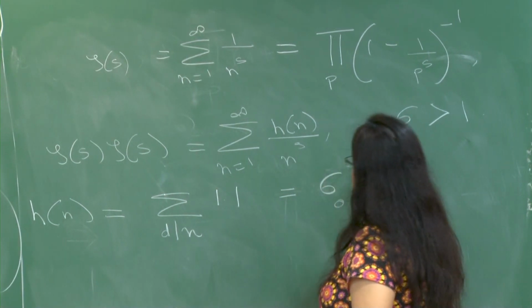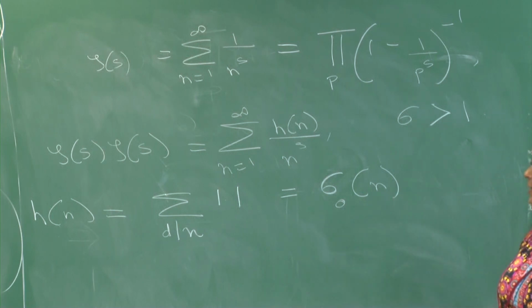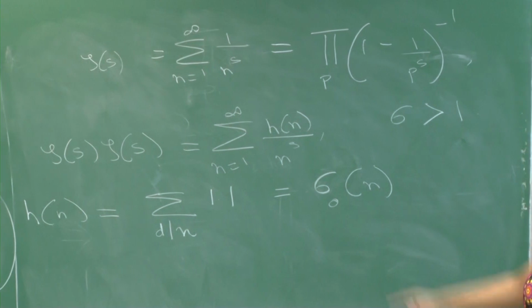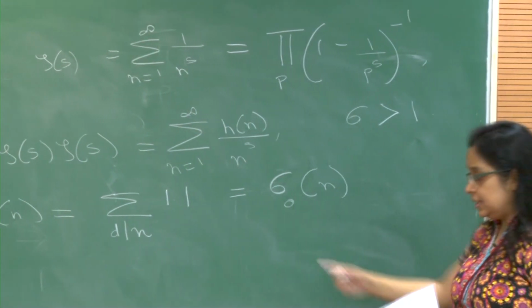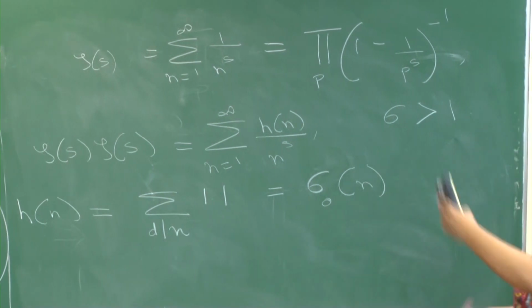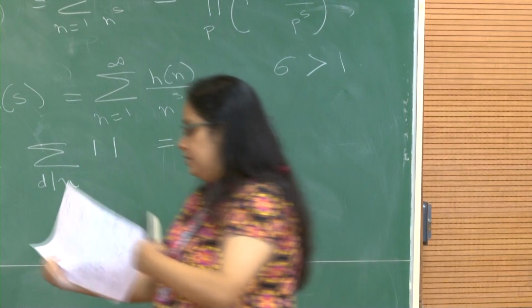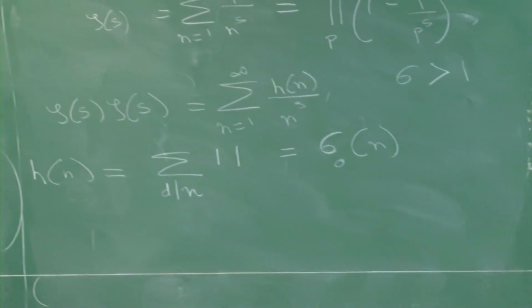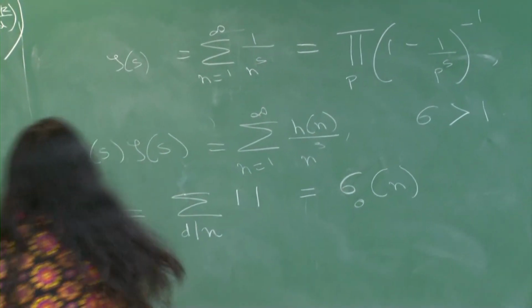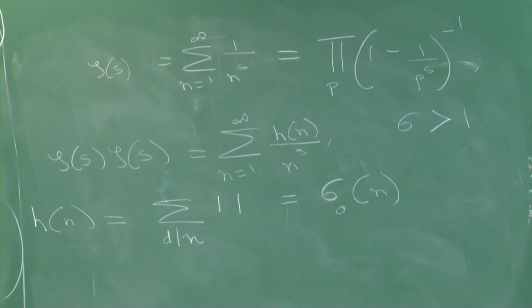Which we have given two notations, one is d of n, the other one is sigma sub 0 of n. Of course, you can do something similar for sums of divisors or sums of kth powers of divisors as well. So, this bit I leave to you as an exercise.